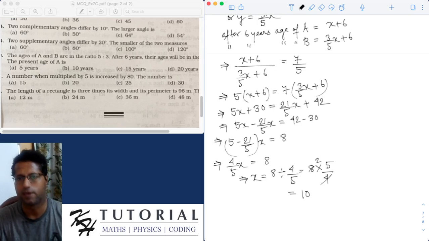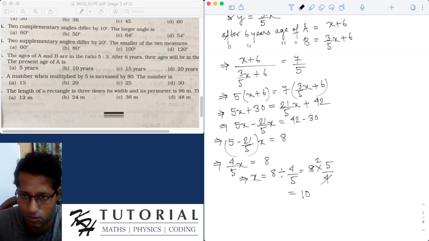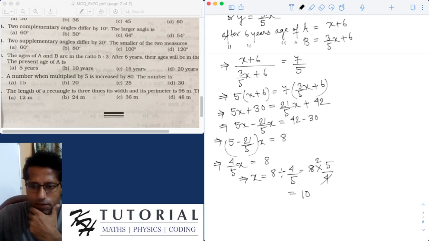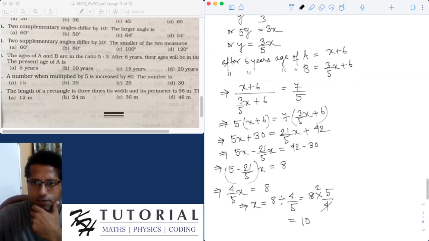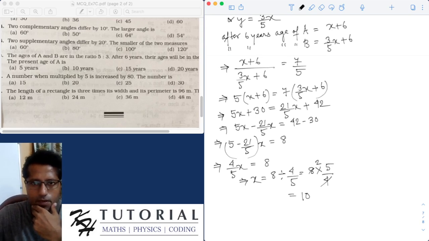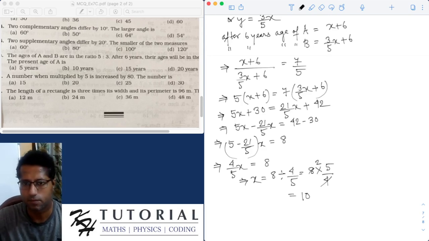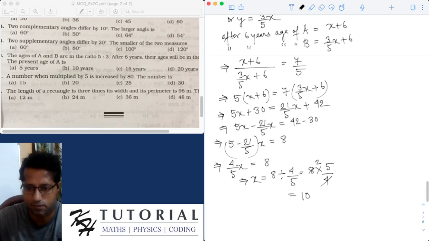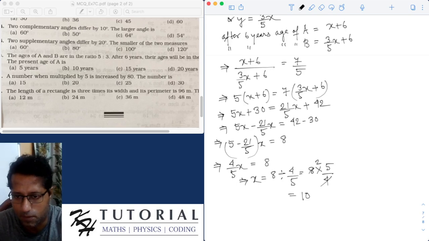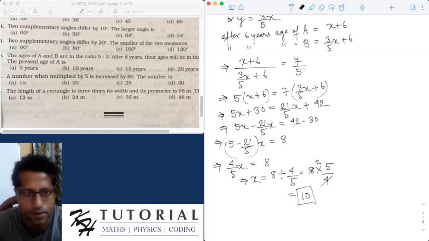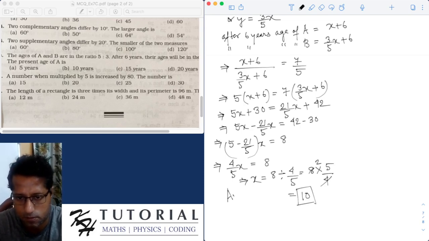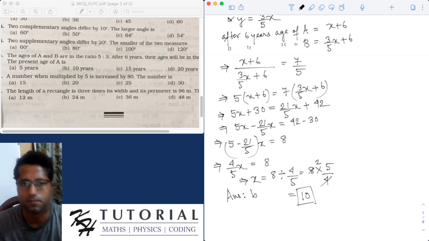So we have found the solution of the linear equation: x is 10. What is x? x is the age of A. The question has asked for the present age of A, which we considered as x. So the present age of A is 10, and the answer is choice B.